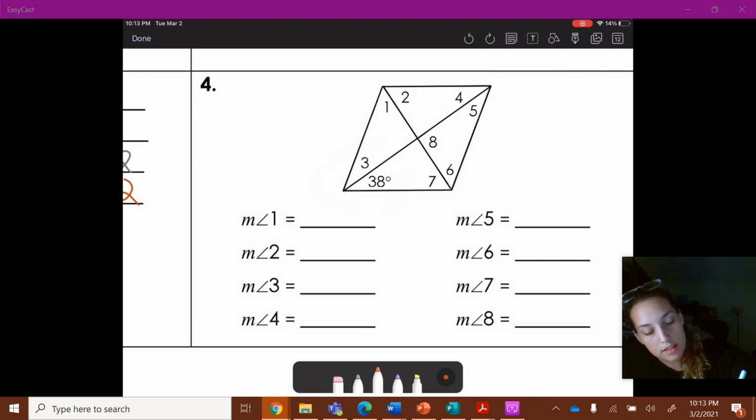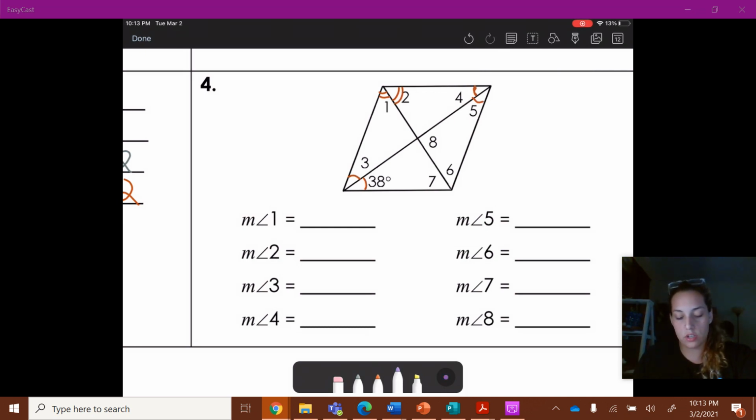So that means that if this angle is 38 degrees, well, then angle 3 is also 38 degrees. If angle 1 and angle 2 are congruent, angle 4 and angle 5 will be the same as angle 3 and this 38, because opposite angles are congruent. I just talked about that. Opposite angles are congruent, right? So that means that those are going to be the same. And angle 6 and angle 7 will be congruent to one another as well.